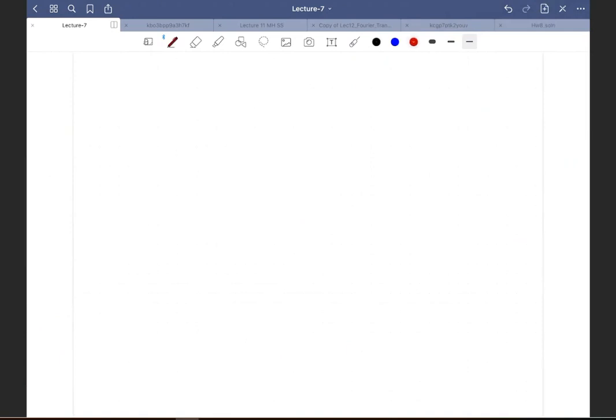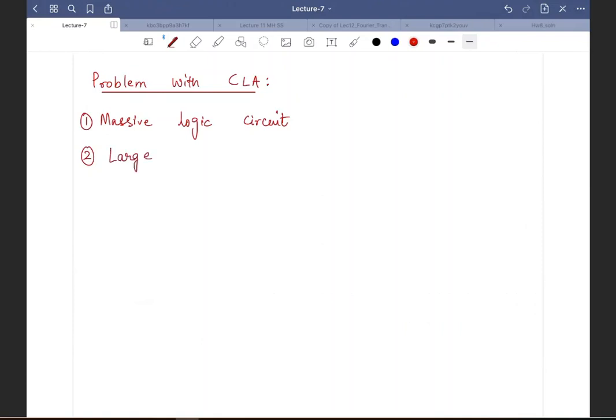So the problem with carry look ahead, CLA, is that it is going to be a massive logic circuit. But the main problem is going to be large fan-in.